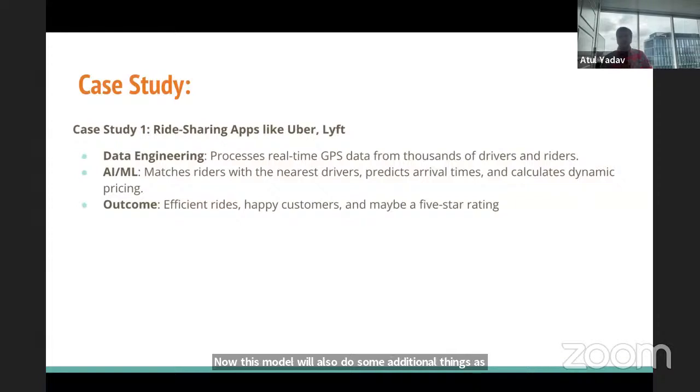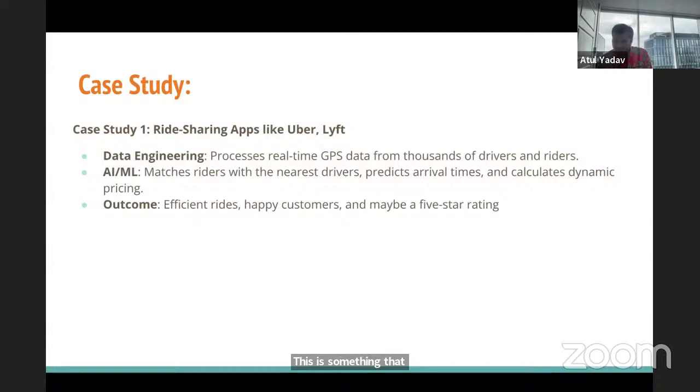Now this model will also do some additional things as well, okay. It will give you the driver's rating as well, like, hey, this driver has a 5-star rating, or 4-1, whatnot. What is the vehicle type it has, and how much would be the fare if you are going in this direction or that direction. This is something that the model would take care of, okay.